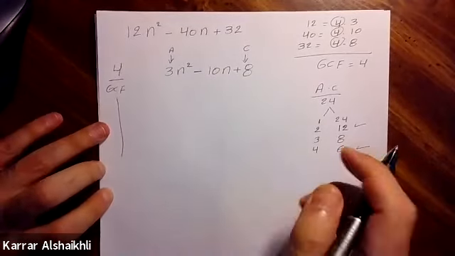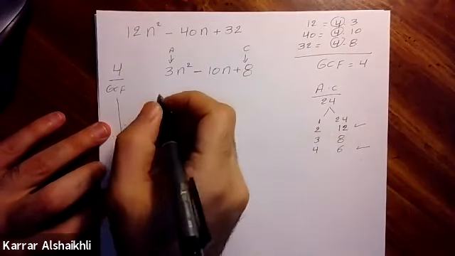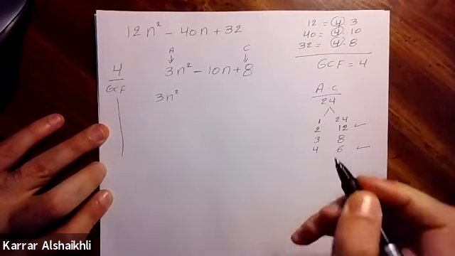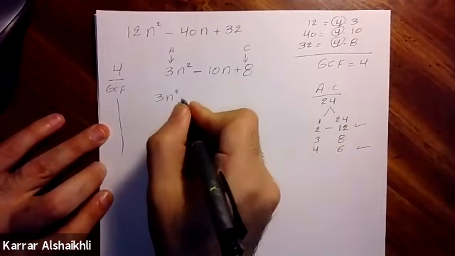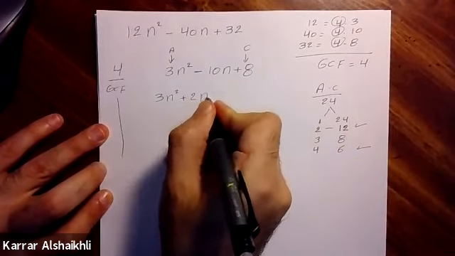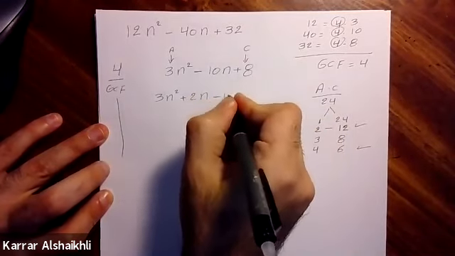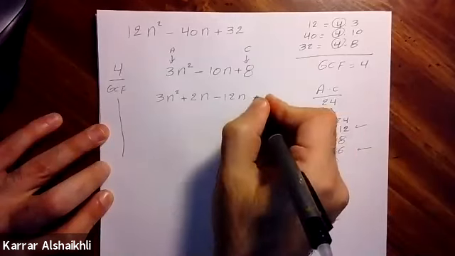So here's the thing. Let's start with 2 and 12. So I'm gonna say 3n squared plus 2n minus 12n plus 8.